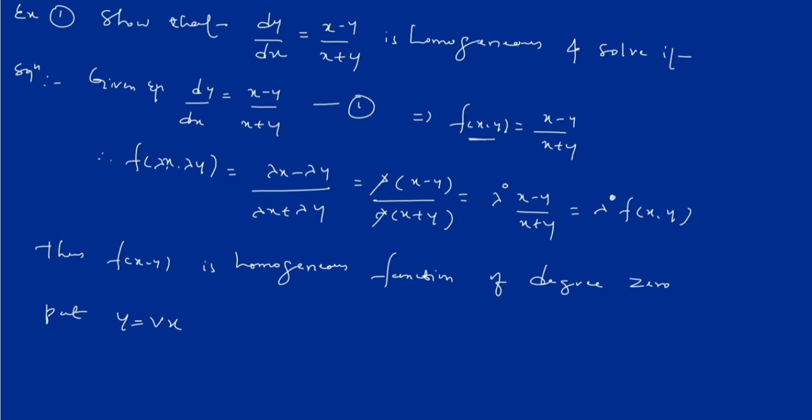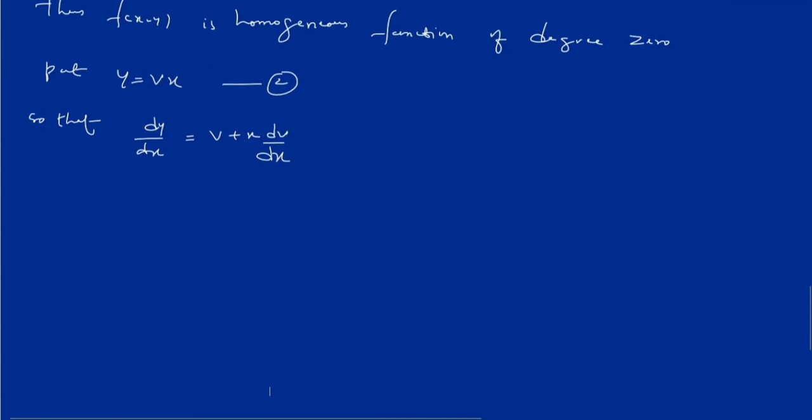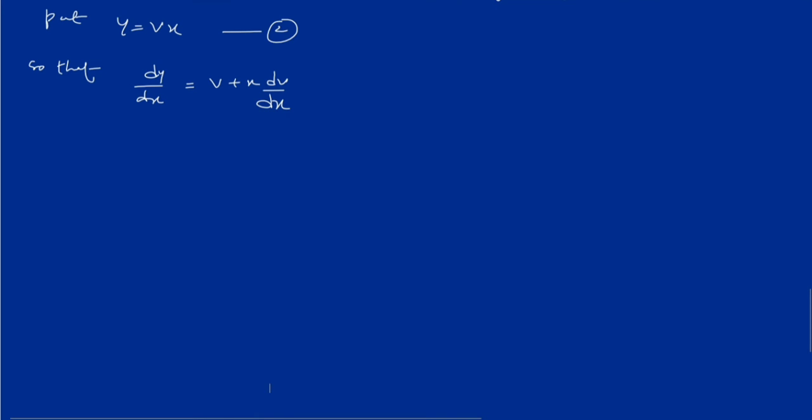Now put y equals vx, because dy by dx is there. Take y equals vx as equation 2, so that after differentiating with respect to x, dy by dx equals first function as it is, differentiation of second, that is x is 1, plus x as it is, dv by dx. You can just remember it: y equals v of x and dy by dx equals v plus x dv by dx. Simply you can write it directly, and take it as equation 3.